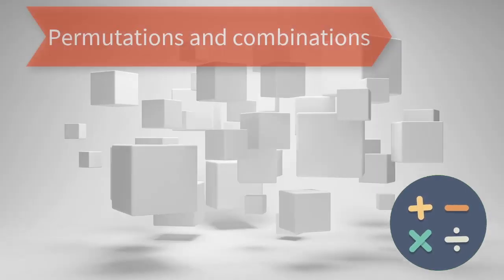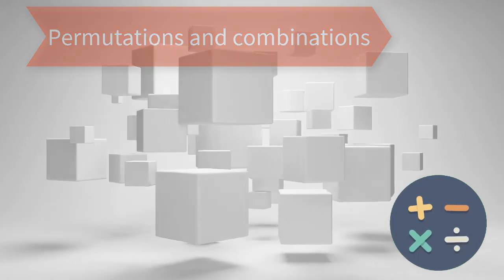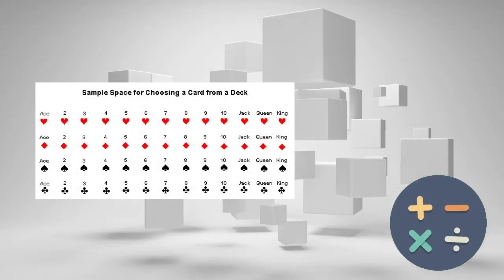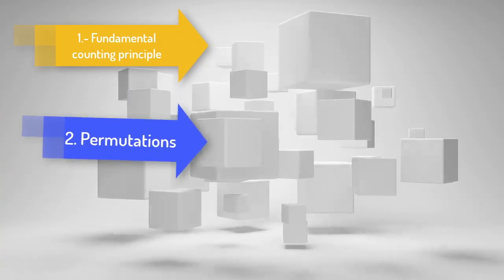Permutations and combinations. In order to compute the probability of an event, you need to know the number of outcomes in the sample space and the number of outcomes in the event. Sometimes determining the number of outcomes takes some work. Here, there are three different techniques for counting outcomes.